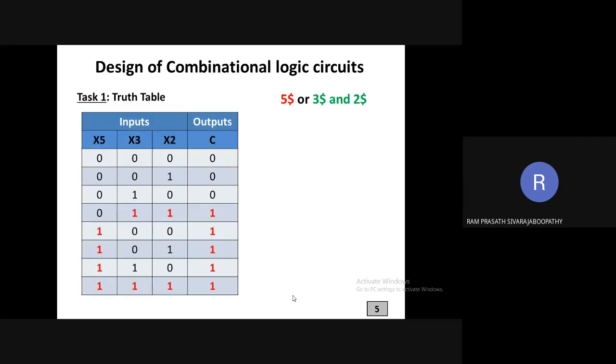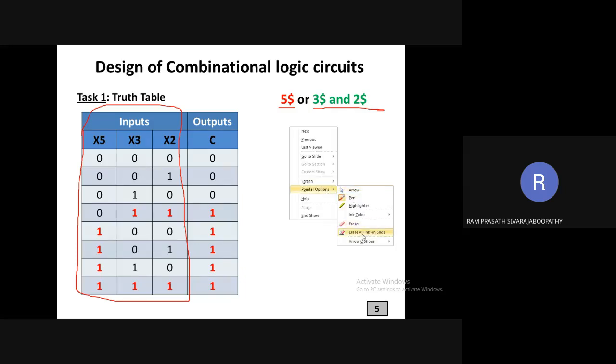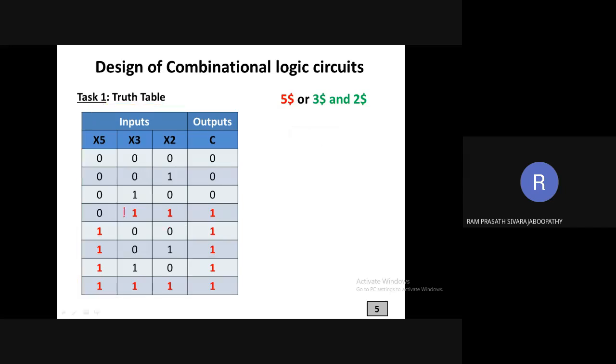Now the truth table. Please observe carefully. x5, x3, x2 are the inputs, as I told earlier. This portion is our input. The condition is that x5 must be high, or x3 and x2 must both be high. On that condition I have marked the outputs here. See this.